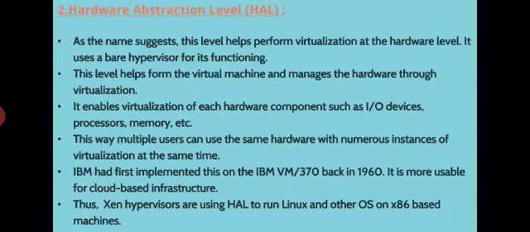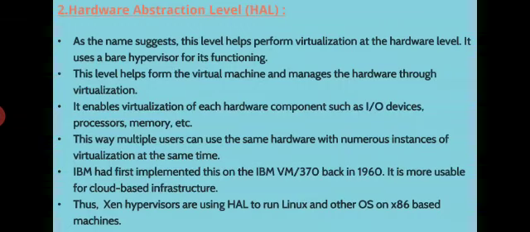Now we discuss the second level, that is nothing but the hardware abstraction level. As the name suggests, this level helps you perform virtualization at the hardware level. It uses a bare-metal hypervisor for its functioning. This level helps form the virtual machine and manages the hardware through virtualization, enabling virtualization of each hardware component such as I/O devices, storage, processors and memory. This way, multiple users can use the same hardware with numerous instances of virtualization at the same time.